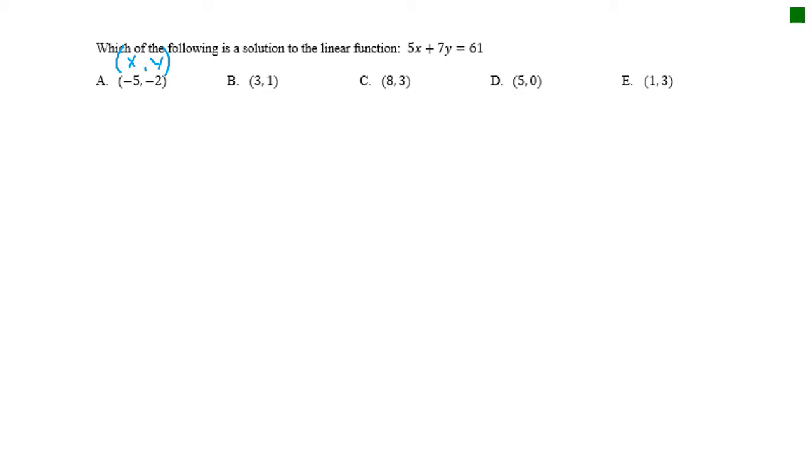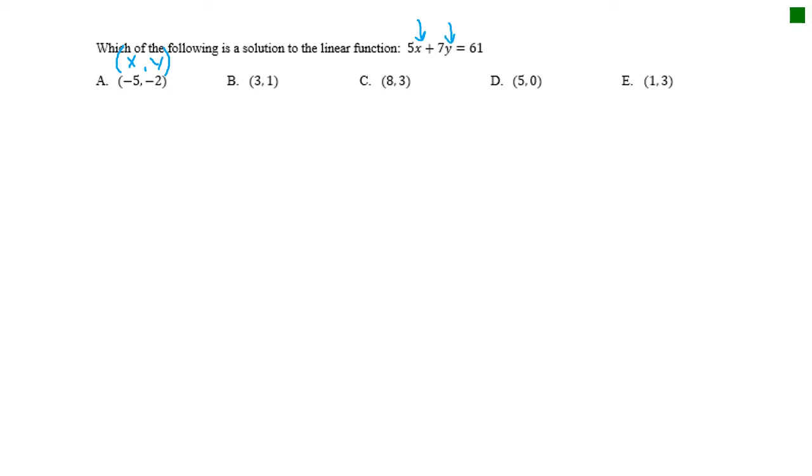For number 1, it says, which of the following is a solution to the linear function 5x plus 7y equals 61? Alright, so they're telling you which of these coordinate points is going to be the solution for this equation. Which one will make this statement true, right? So we need to plug in points. And yes, you have to plug in all of them to figure out the answer. So I always want to start with the first one because you never know, you might find the answer in the very first try.